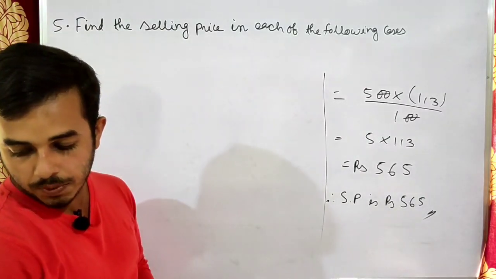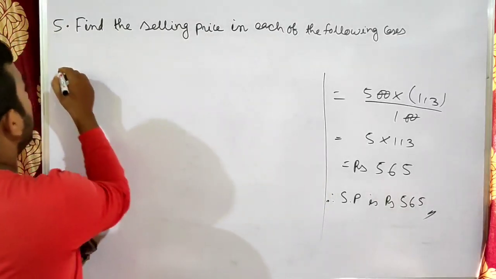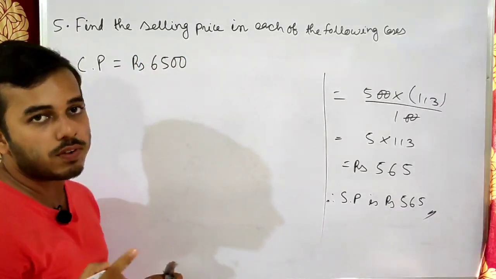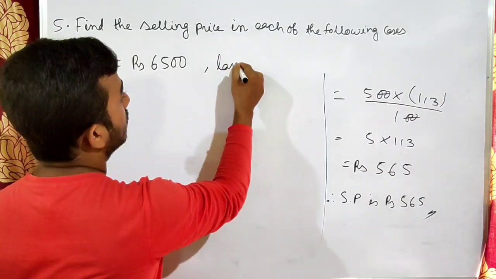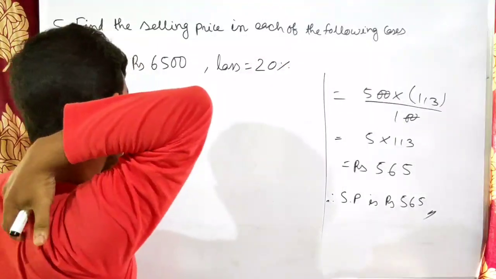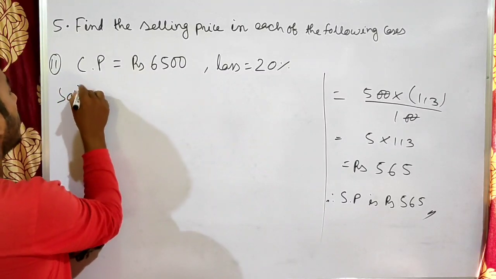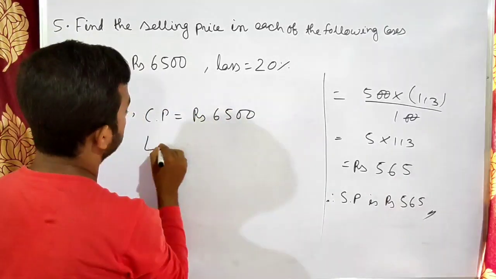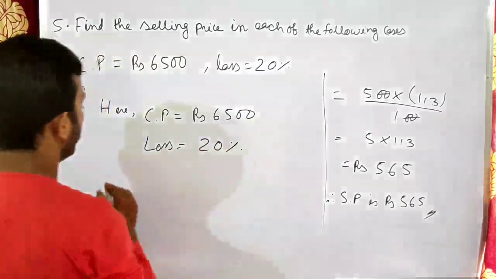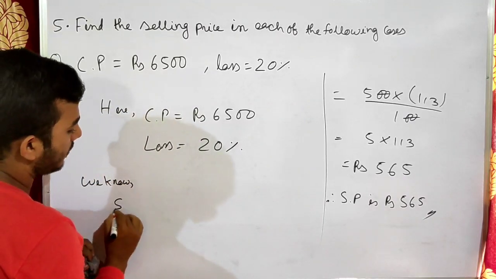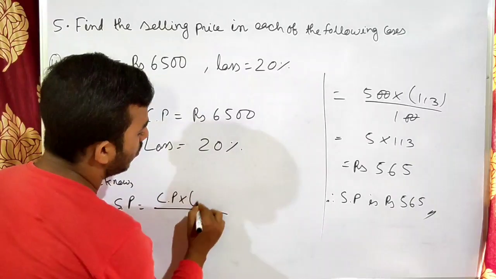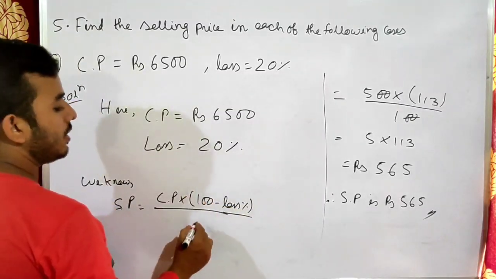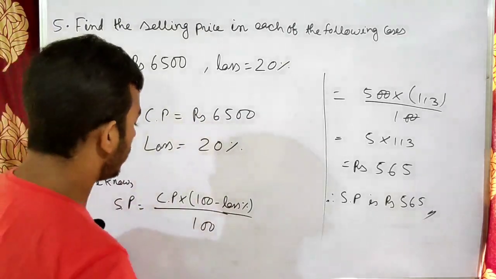Example two of loss: CP equals rupees 6500 and loss equals 20%. So we have to write the solution, isn't it? Here CP equals rupees 6500, and loss equals 20%. We know SP equals CP into 100 minus loss percent, divided by 100. If it was gain, we would have written plus here. Now we will just substitute the values and find out the SP.